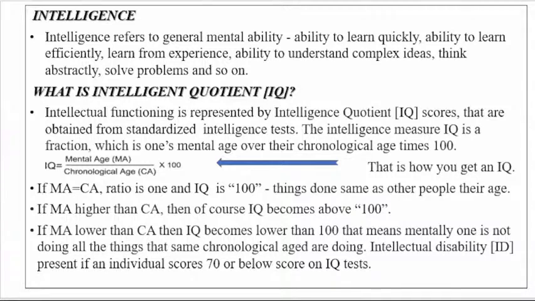general mental abilities, the ability to learn quickly, to learn efficiently, to learn from experience, the ability to understand complex ideas, to think abstractly when you are an adult, and to solve problems, and so on, so that somebody can cope with their environment. So for now, that will be our definition for intelligence for the purpose of this lecture on intellectual disability. So what is intelligence quotient, IQ?